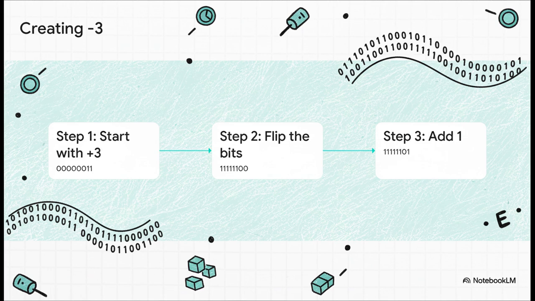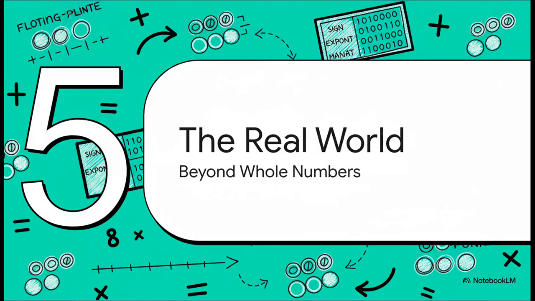You want to make a number negative? Okay. First, you take its positive binary version. Then you flip every single bit. All the zeros become ones, all the ones become zeros. And for the final step, you just add 1 to the result. That's it. This whole flip and add 1 thing gives us a super reliable and efficient way to deal with negative numbers.